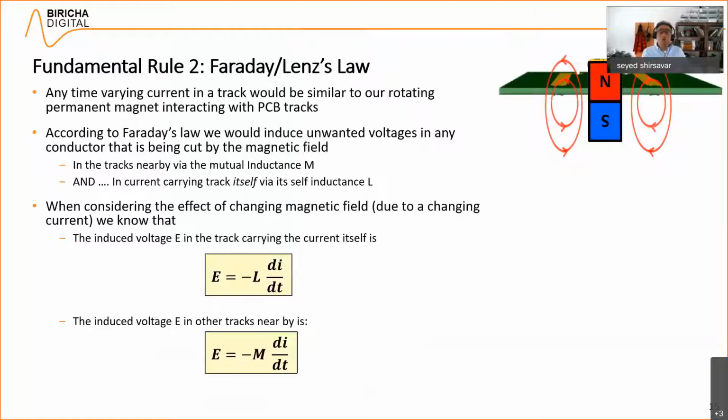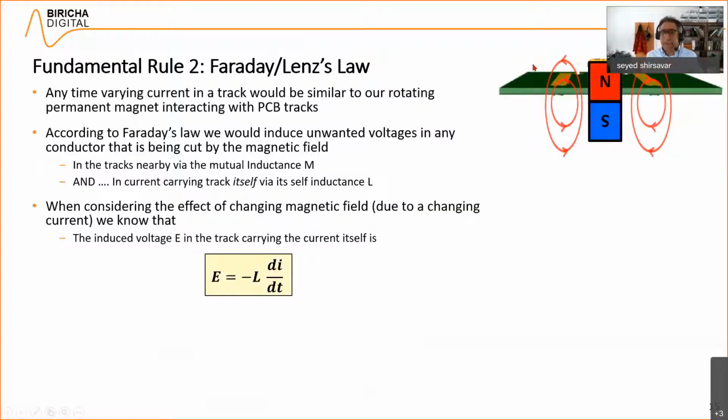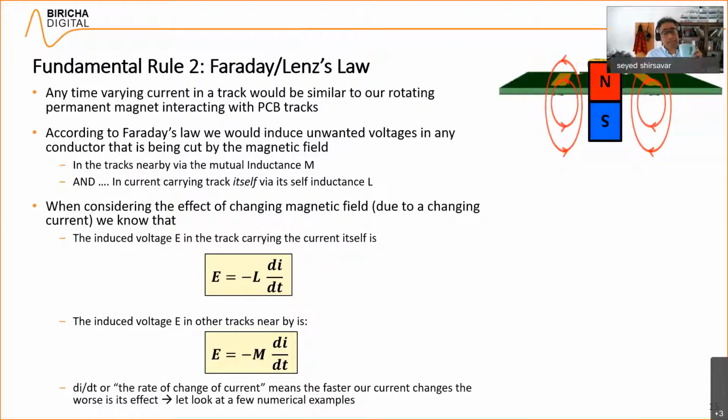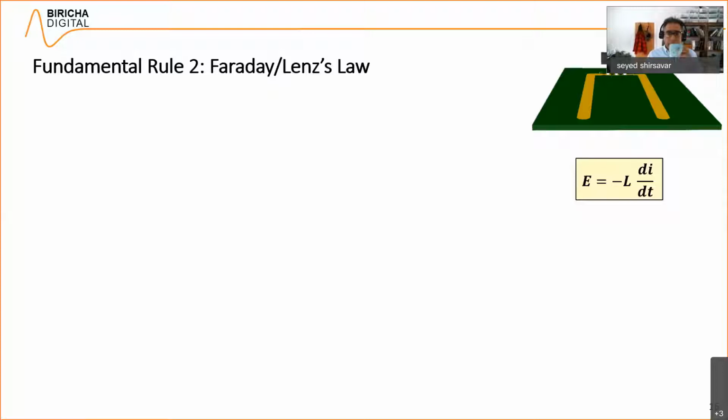And we know when you consider tracks away from the magnetic field but being impacted by it, the induced EMF is minus M di/dt, where M is the mutual inductance and L is the self-inductance, okay? di/dt is the rate of change of current, which means the faster you change the current, the worse it will get, just like a switch in a power supply.